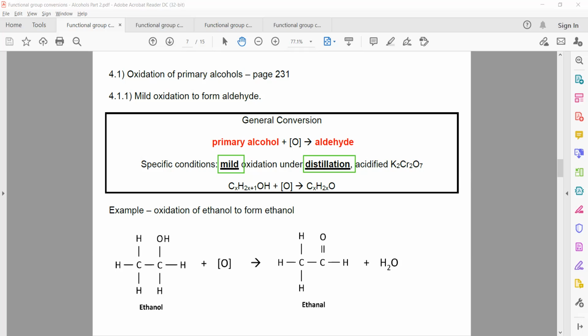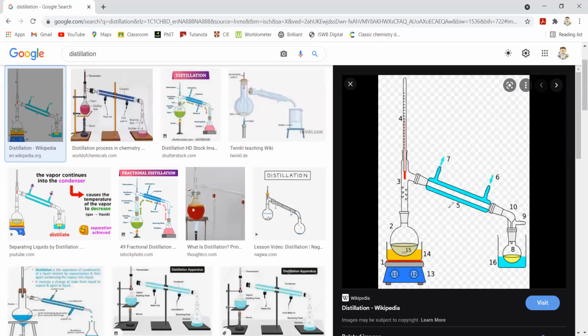If you just think of this, I'm going to show you the screen now. If you think of this kind of apparatus over here on the right-hand side, this is what we would call a distillation apparatus. Cool. Can everyone see that on the screen at the moment? The distillation apparatus, can you see that on the browser?